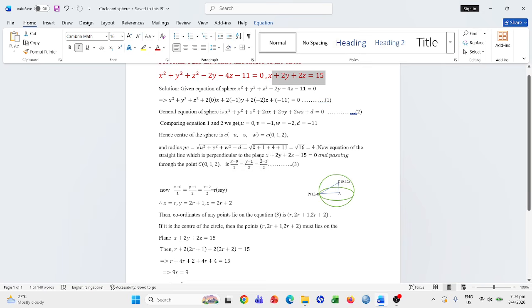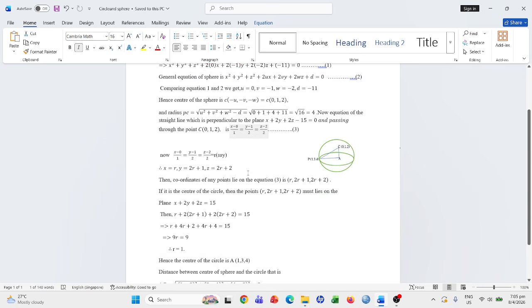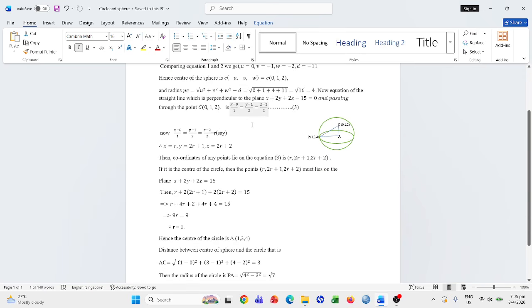So 1, 2, 2 is the direction ratio of the normal to the plane, that is, the coefficient of x is 1, y is 2, z is 2. Clear? Now we say this equal to r, where r is any arbitrary constant.